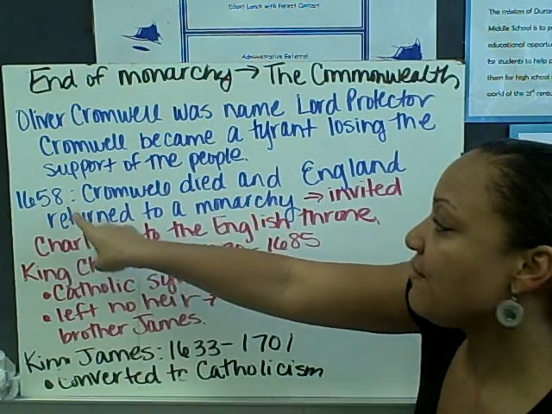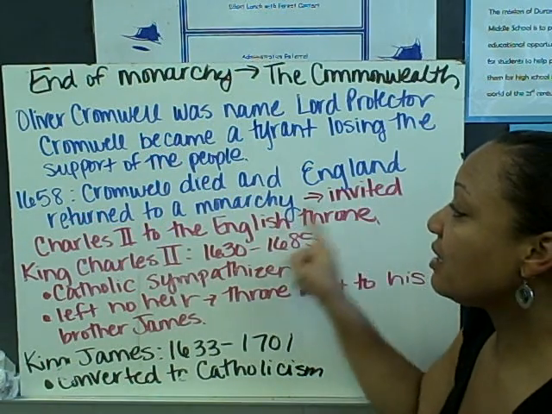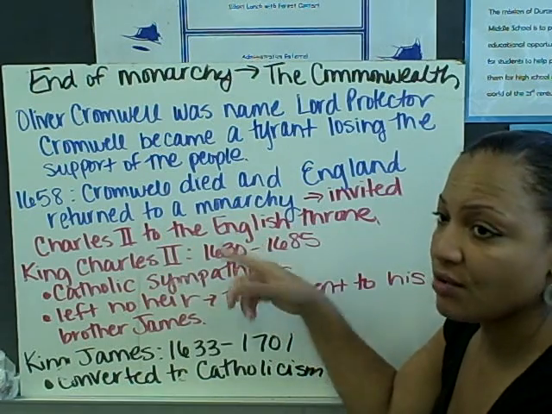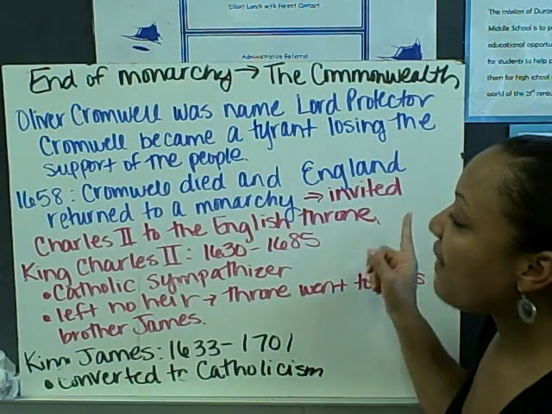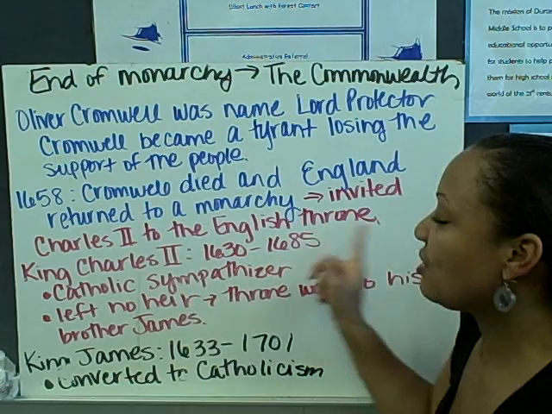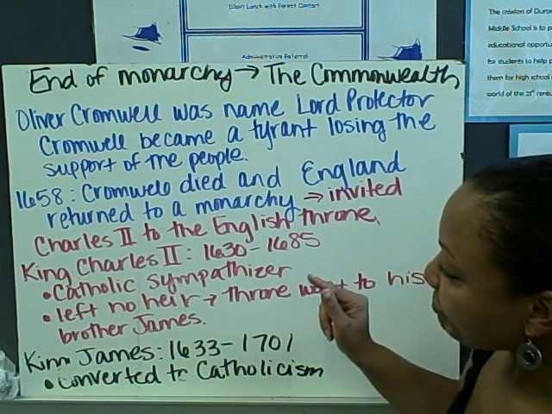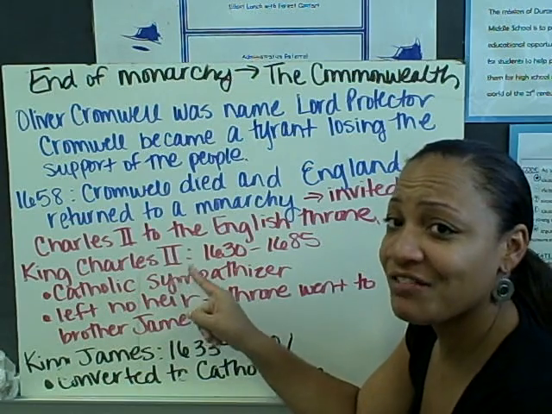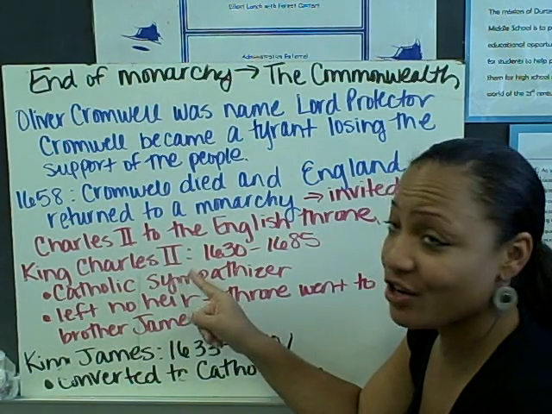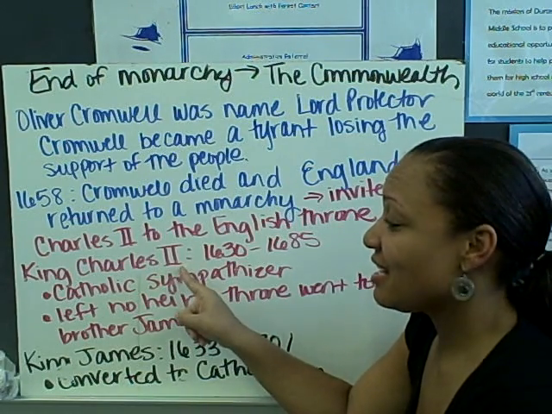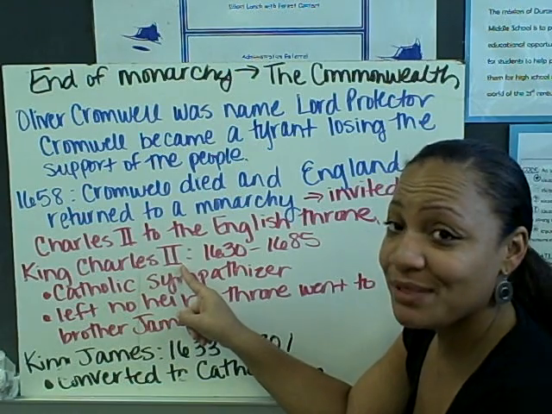So in 1658, Cromwell died and England returned to a monarchy. Well, how did they do that? They invited Charles II to the English throne. Now keep in mind, he is the son of King Charles the first. This is the son that father was beheaded.